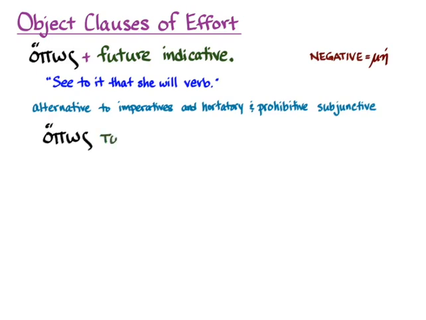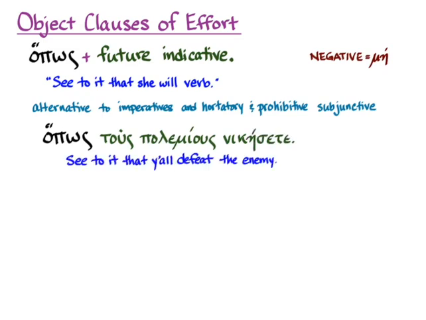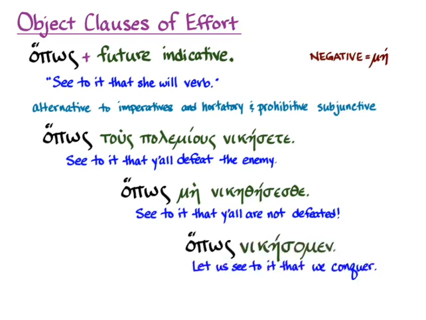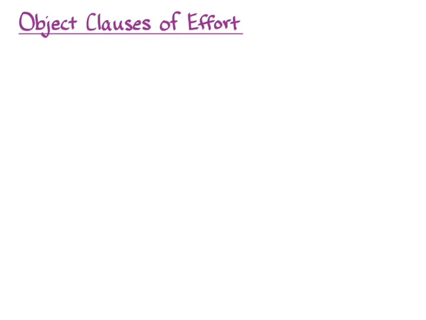Let's have a couple of examples. Hopos tous polemious nikēsete is going to mean see to it that y'all defeat the enemy. Hopos mē nikēthēsesthe means see to it that y'all are not defeated. Hopos nikēsomen means let us see to it that we conquer. So this is a very useful construction, and you will see it every once in a while in Greek in the wild.